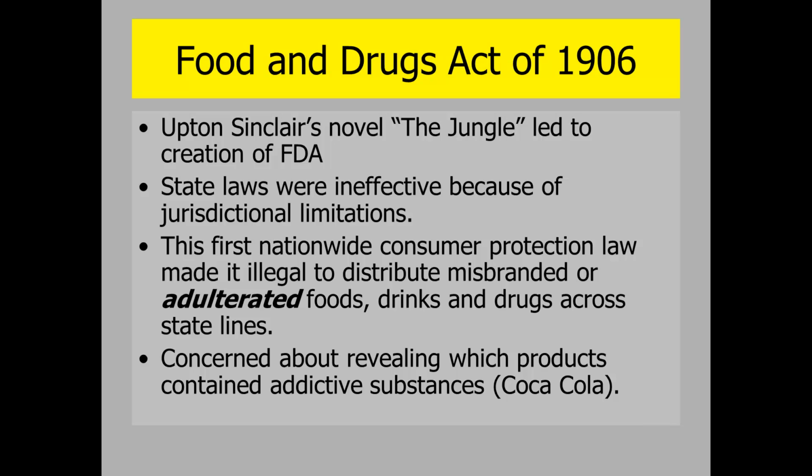So those first consumer laws made it illegal to distribute misbranded or adulterated food or drinks and drugs across state lines. And there was a concern about revealing which products contained addictive substances, like Coca-Cola used to contain coca leaves. So they were trying to get those things labeled. So if you were taking a tonic and then it turned out to contain morphine, they'd want to let you know that so that you would realize you could become addicted to that tonic.